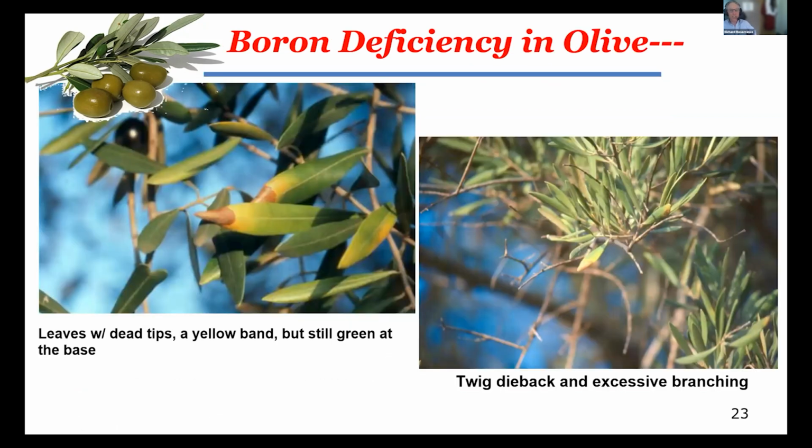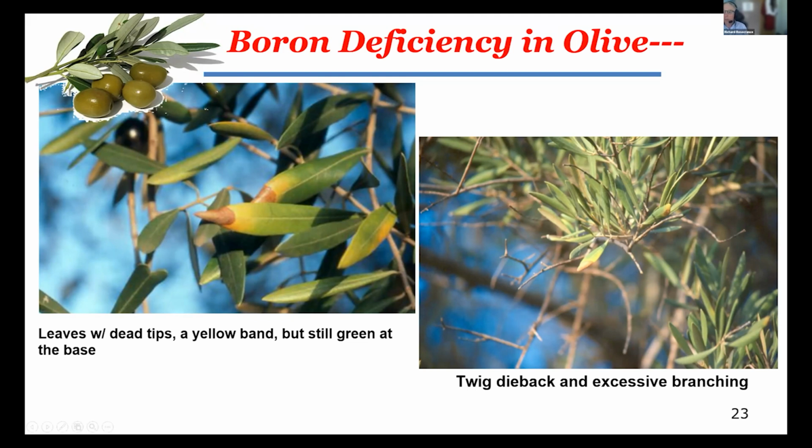Moving on to boron deficiency, another important one here. Typical deficiency symptoms are leaves with dead tips and a yellow band. You see that right there near the tip here, but still green at the base. So that is a characteristic of boron deficiency. Also, you get excessive branching, sometimes maybe like a witch's broom. You get twig dieback, but then you get this excessive branching too. So that's another example of boron deficiency.